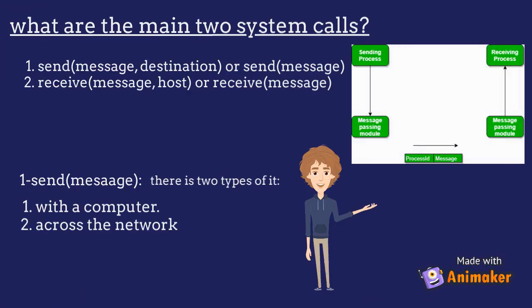And now we will talk about the main system calls used in message passing process. The first one is send(message, destination), or send(message). The second one is receive(message, host), or receive(message). And for the send system call, it takes place through two types: through computer or across a network.